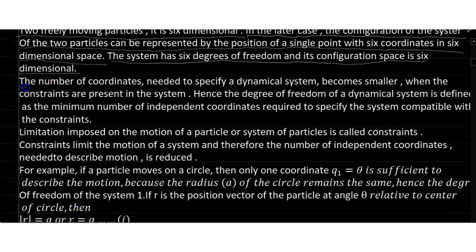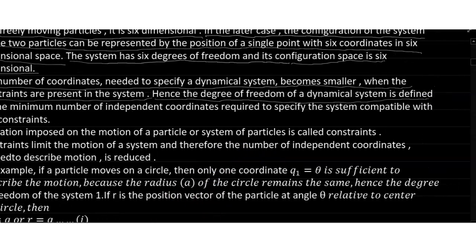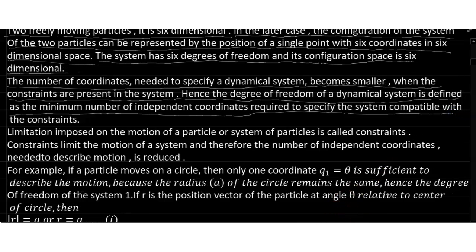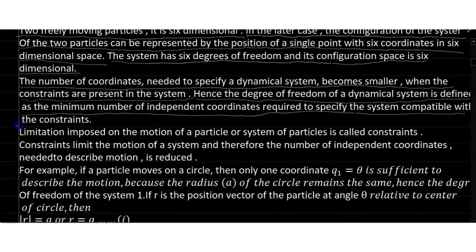The number of coordinates needed to specify a dynamical system becomes smaller when constraints are present in the system. Hence, the degree of freedom of the dynamical system is defined as the minimum number of independent coordinates required to specify the system compatible with the constraints. Limitation imposed on the motion of a particle or a system of particles is called constraints.